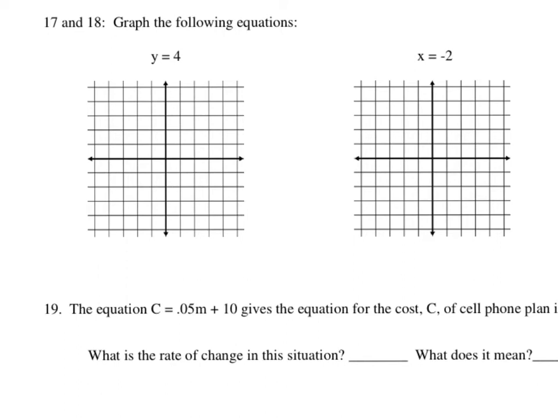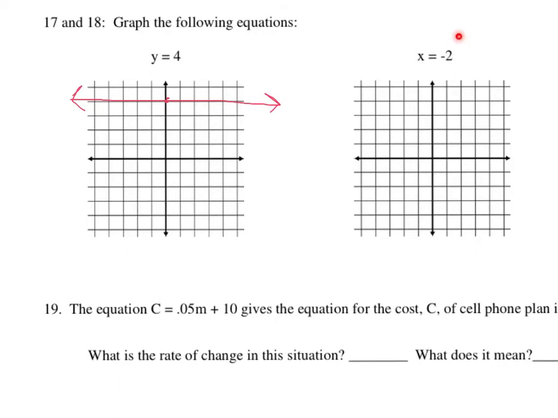17 and 18 says graph the following equations. And this one, y equals 4. I could type this into my calculator into y equals and graph it, and we could see that the line goes across the y-axis. It's horizontal, and it would cross at 4. So right here. Okay, it also says y equals 4, so it will always be the value of 4. And then we draw our line across. Okay. One variable crosses one axis.